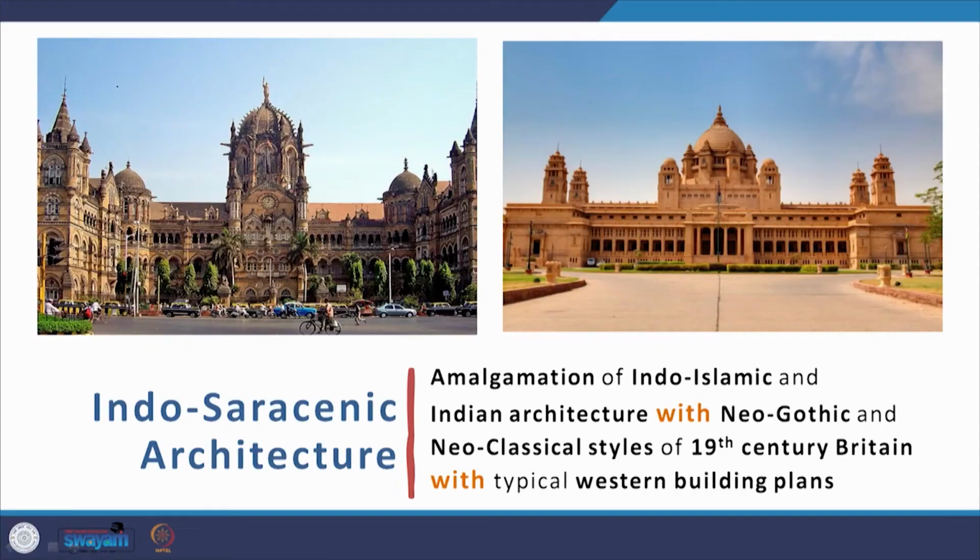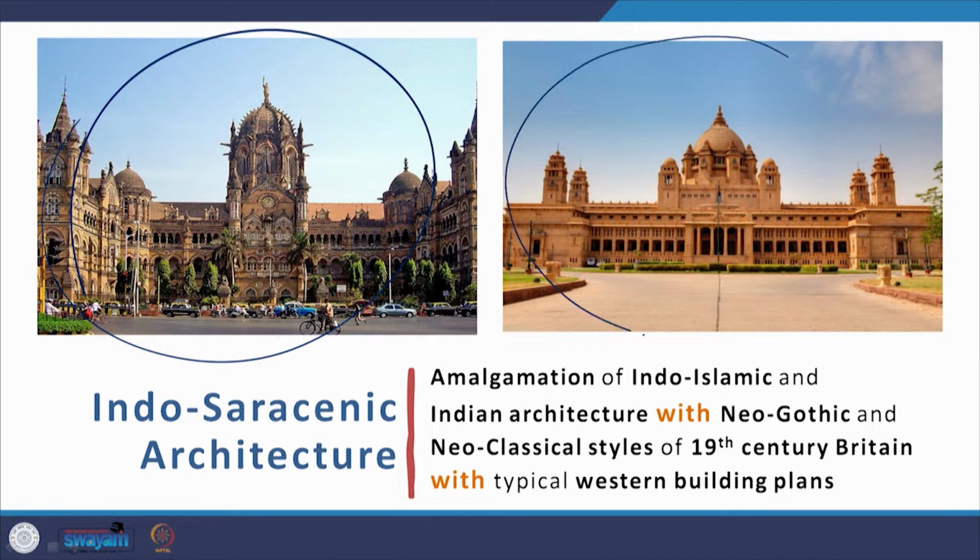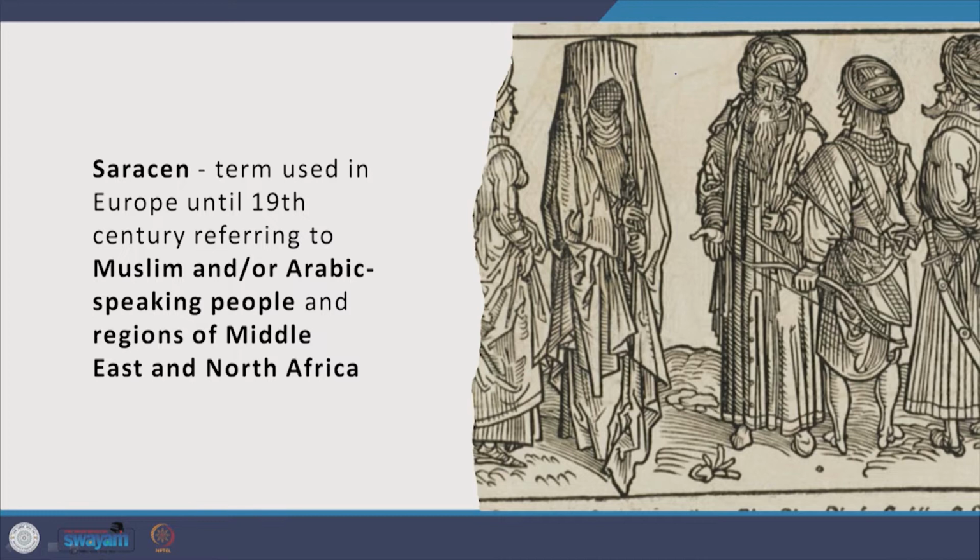For example, when we look at the Chhatrapati Shivaji Terminus in Mumbai, it is a typical example of Indo-Saracenic architecture, and so is the Umaid Bhawan Palace in Rajasthan. Both these buildings have taken from Neoclassical architecture and blended it or fused it with Indo-Islamic or traditional Indian elements, but the overall plan layout is Western. Now the word Saracen is a term used in Europe until the 19th century, referring to Muslim and or Arab speaking people and regions of the Middle East and North Africa.